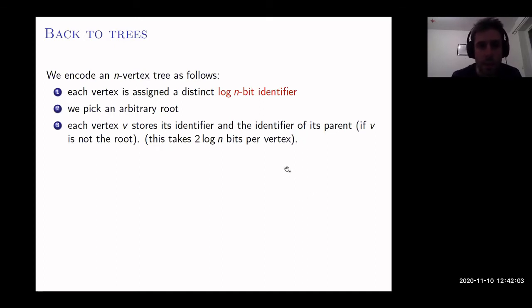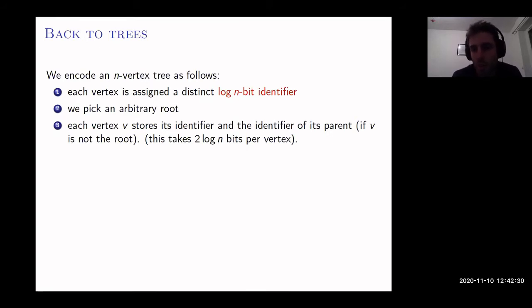And the idea is the following. We give names to all the vertices. There are n vertices, so the names are between 1 and n. So each one can be assigned some log n bit identifier, just an integer between 1 and n. We take a root, and now each vertex only stores its name and the name of its parent, if it's not the root.